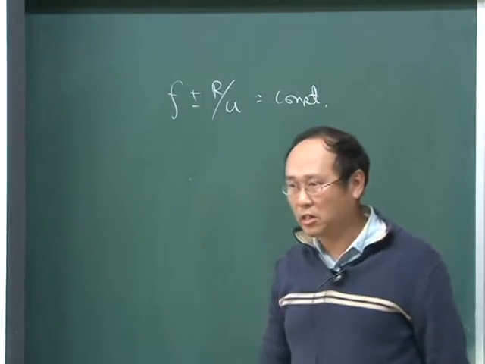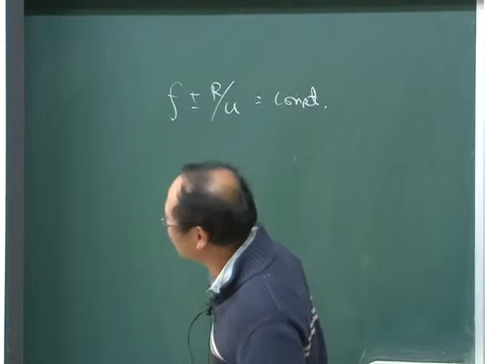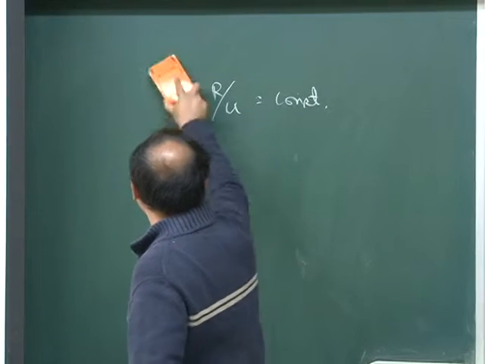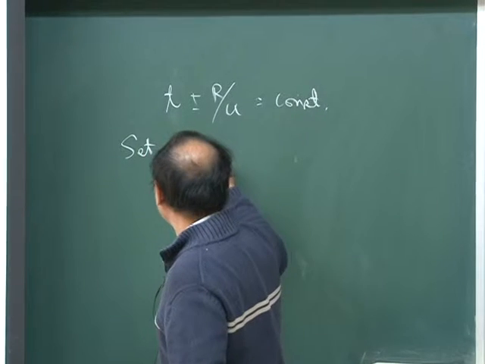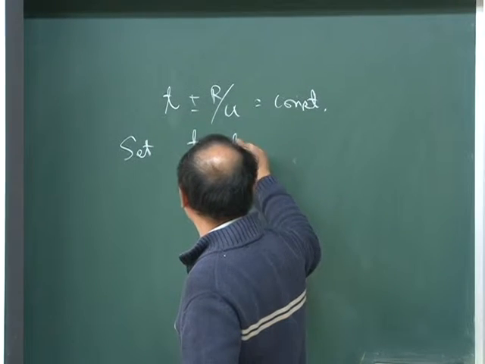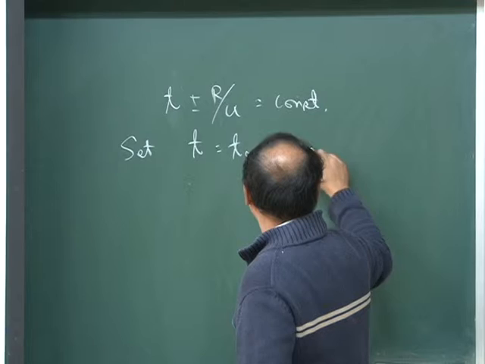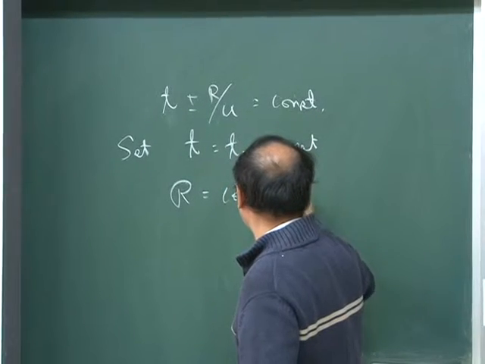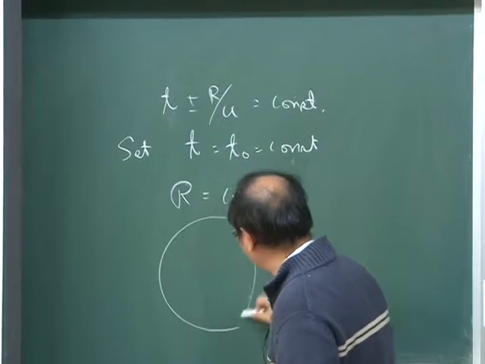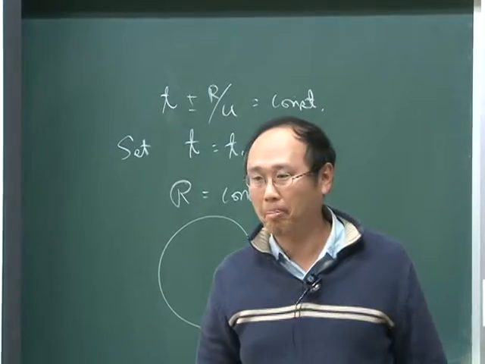Okay, set it to be constant. Therefore, what did I do? No, it's t. So set a constant time, t equal to constant. Then you have r equal to a constant. And this will give you a spherical surface.